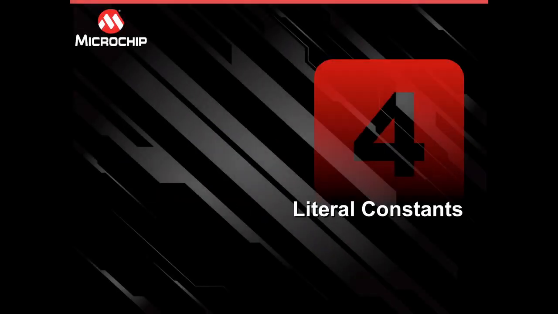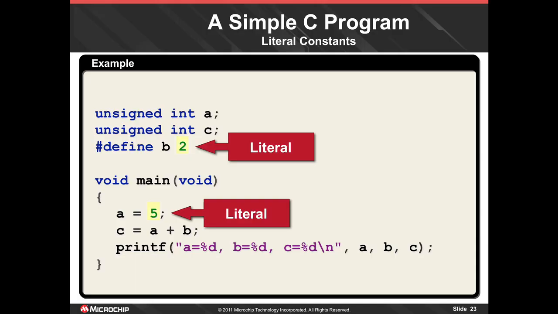All right, on to literal constants. Now that we understand variables, we need to understand literals, which are simply the values that we assign to these variables. A literal is a constant value that we specify directly. So like you're saying, it's literally 5 or literally 2. In the case above, the literal value of 5 is assigned to the variable a in the main function. And above that, we are defining a constant up here such that the symbol b represents the literal value 2.